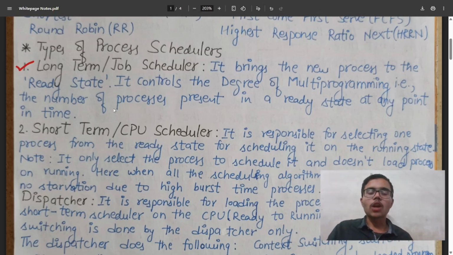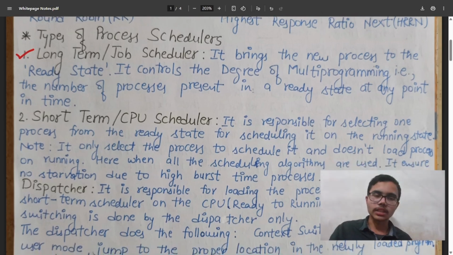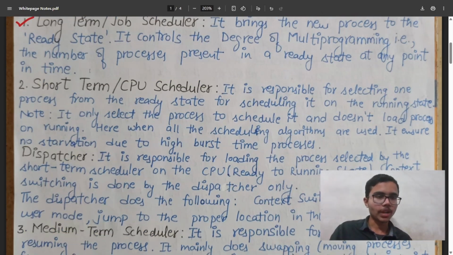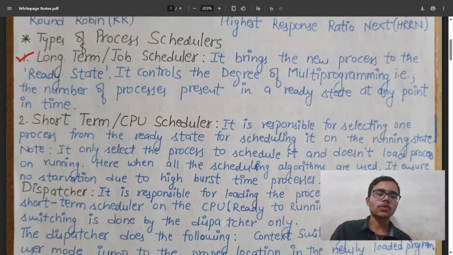How many processes are there in the ready state is called the degree of multi-programming. So the long term scheduler is responsible for increasing the degree of multi-programming, as it decides how many processes can be added in the ready state. This is the work of the long-term scheduler. You have to remember only two things: that it is responsible for taking a new process into the ready state, which is going to run further, and that it controls the degree of multiprogramming in the OS.